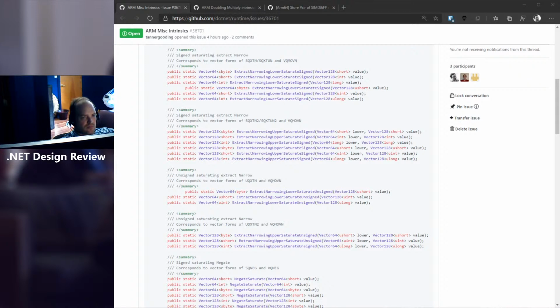So maybe we should just mark the extract narrowing. We should come back after we sort it out and decide how to separate signed versus unsigned, unless someone wants to provide input. I guess it's other.